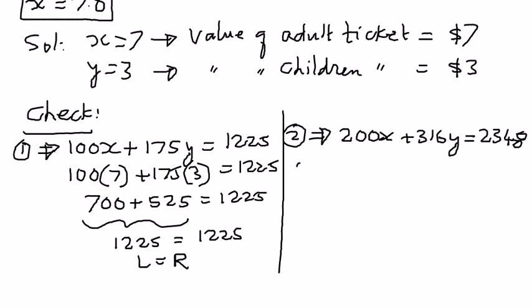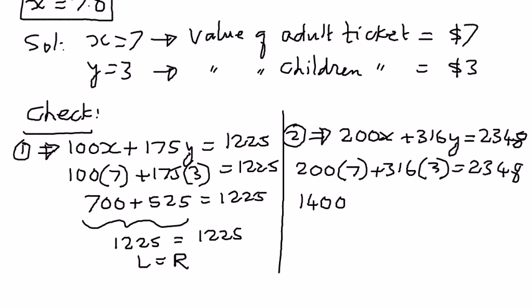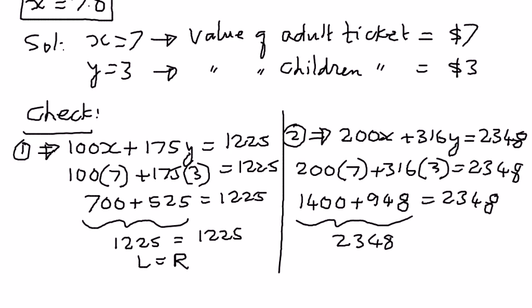We'll see. So 200 times 7 plus 316 times 3, that should equal 2348. So 200 times 7 is 1400 plus 316 times 3, that is going to be equal to 948, and that should equal 2348. And when we add these two numbers together, we get 2348. That's equal to the value we have on the right hand side. Therefore the value on the left hand side is exactly equal to the value on the right hand side, and therefore the values we've obtained for x and y are exactly correct.